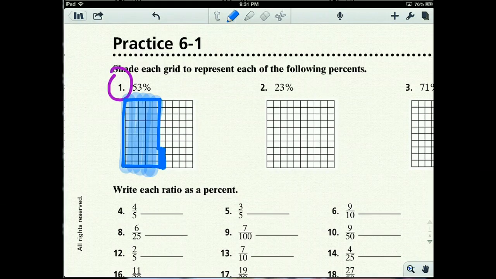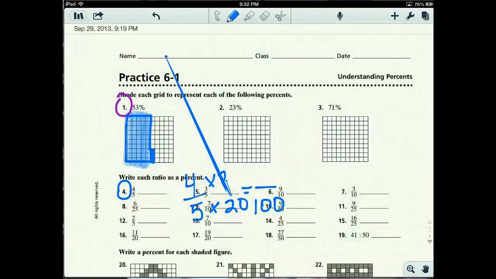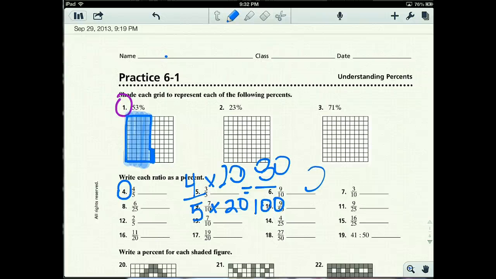Okay, the next one I want you to try is number 4. So I want you to write 4/5 as a percent. Try it on your own. Once you think you have it, go ahead and continue with the video to see if you got it right. Okay, hopefully you have tried it by yourself. Now what I want you to do is check your answer. So to change 4/5 to be out of 100, we should have multiplied by 20. And therefore we would have gotten 80%.